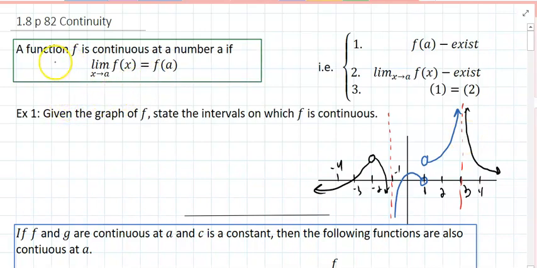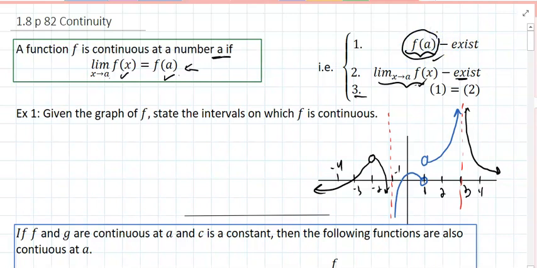Definition says a function is continuous at a number a if the limit as x approaches a equals f of a. So this is saying three things. One, f of a must exist. Two, the limit must exist. And the third condition is that this limit must equal the y value. The limit, if it exists, means the limit from the left and the right match, and you want the y value to be filled in.